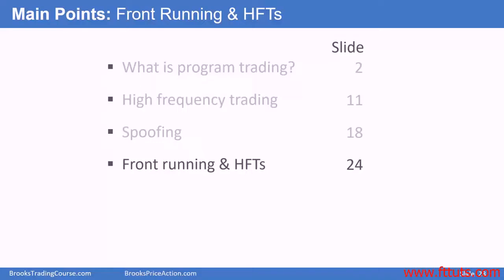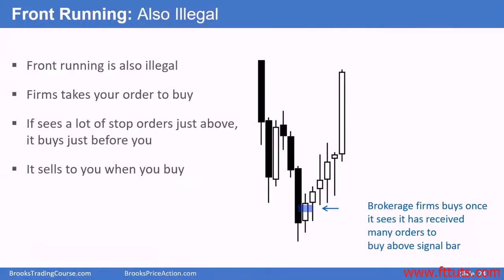The final thing I want to talk about is front running. Front running is illegal. The firm takes your order to buy. And remember, they have computers, and the computers are very fast. If the firm sees a lot of stop orders just above your order, it buys just before you. And then as soon as it buys, the market goes up, it immediately sells to you. It's selling to you after the market has gone up a little bit, so they're front running your order.